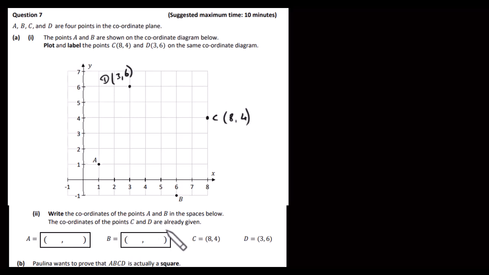Write the coordinates of the points A and B in the space below. The coordinates of the points C and D are already given. So A is just going to be (1, 1). And B then is, you go out 6, you go down 1, so it's (6, -1).